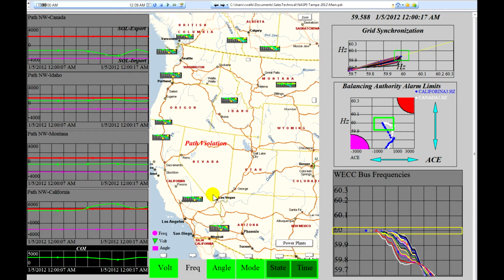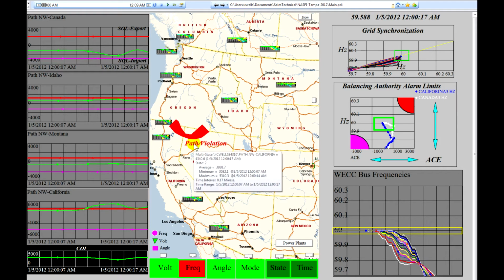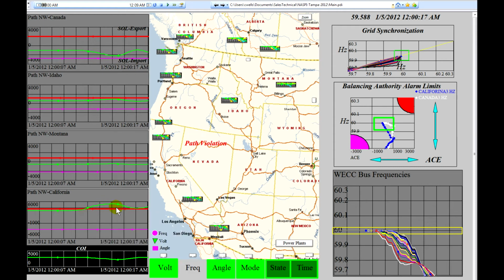This is the basic screen that the operator would see in the minimize mode. What this means is that the screen has been decluttered to the point that he basically will see only alarms that are significant. For example, the operator will see a path alarm, and the path alarm is shown here. It shows a path violation, and the path is for the flow from the northwest into California.